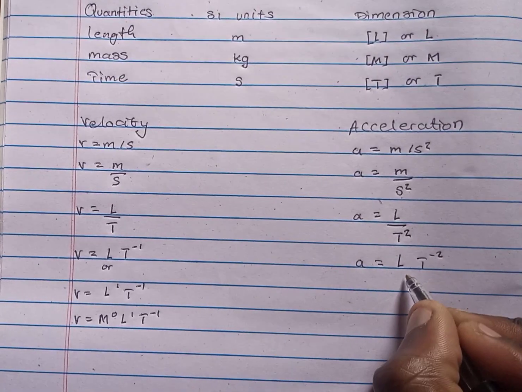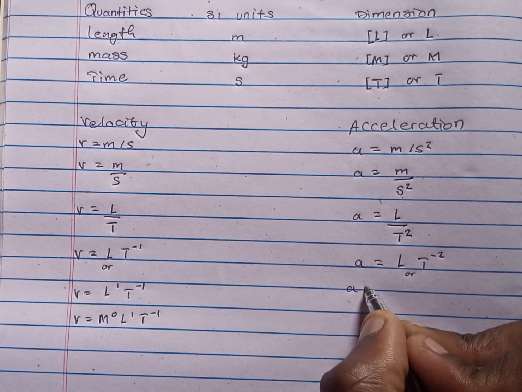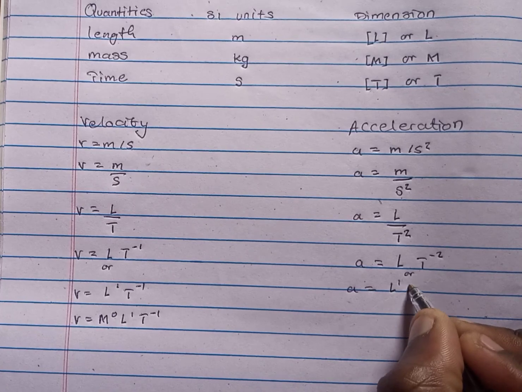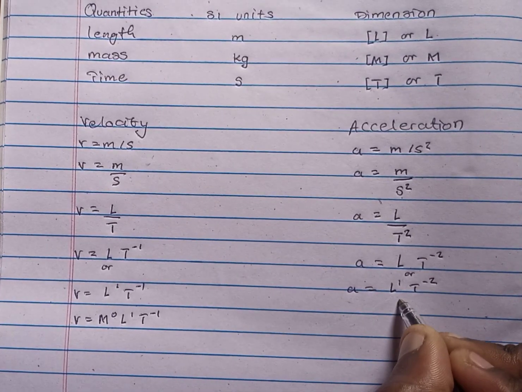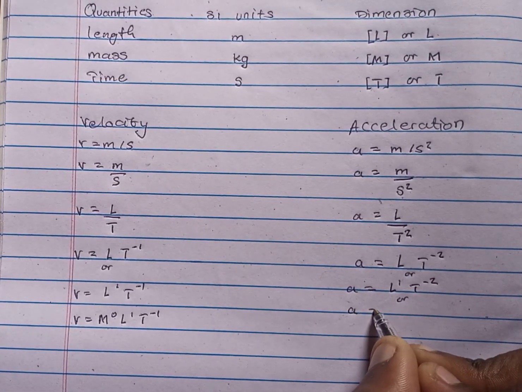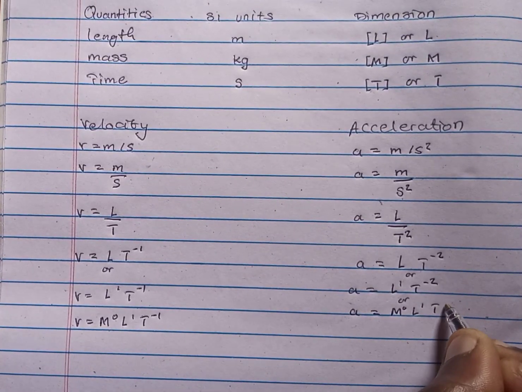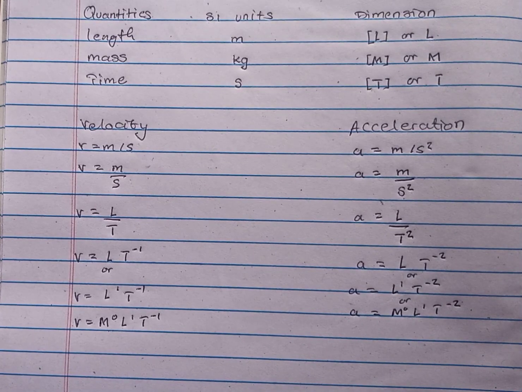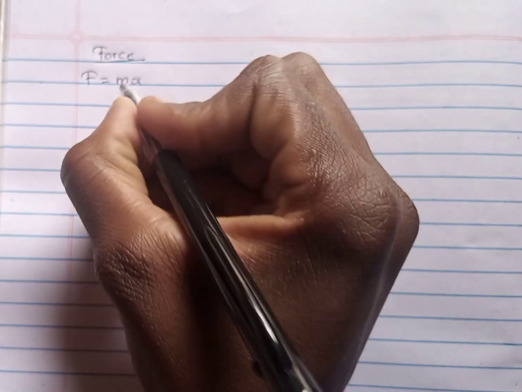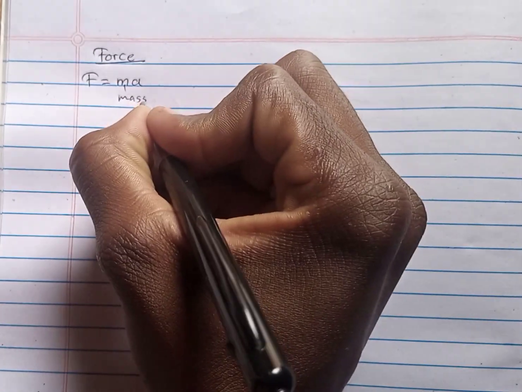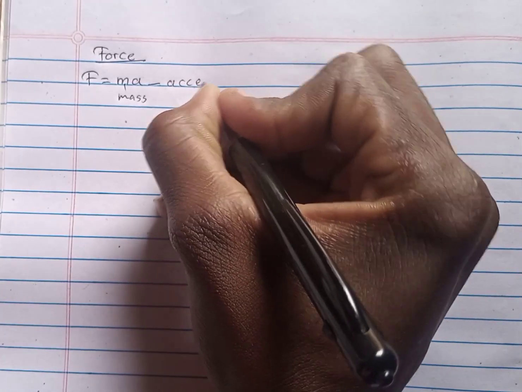So it can be written as this, or we can write it as acceleration is equal to L to the power 1, T to the power minus 2, or we can write it as acceleration is equal to M to the power 0, L to the power 1, T to the power minus 2. It's just one and the same thing. Let us look at the dimension of the quantity force, which is force is equal to ma from Newton's law of motion, where m is mass and a is acceleration.